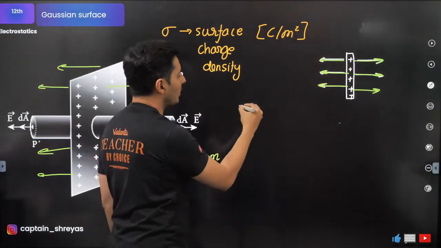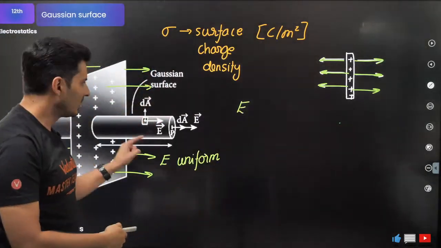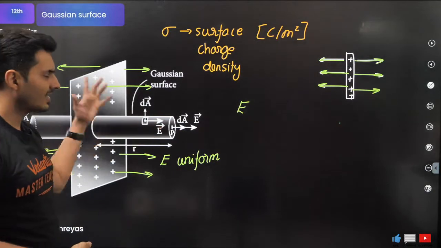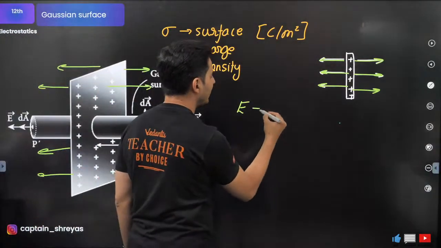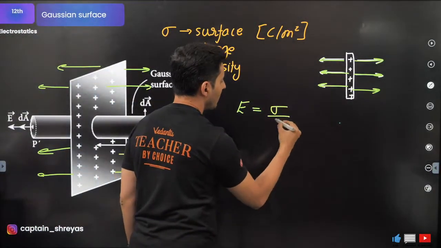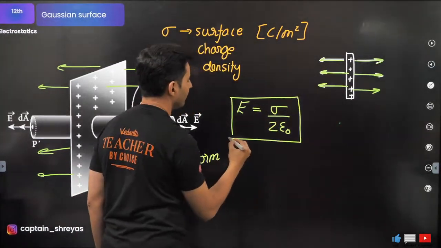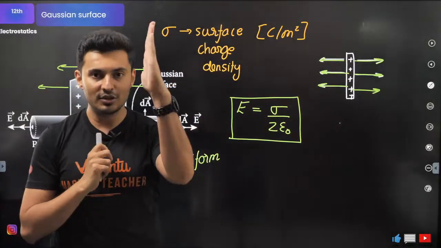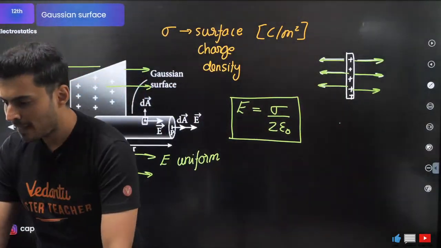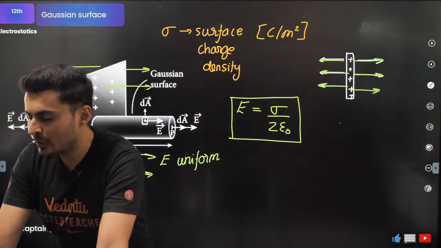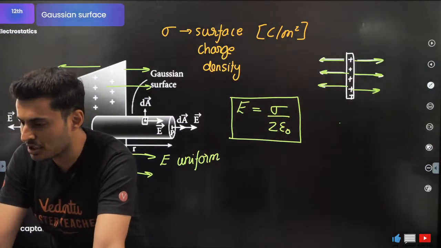And you can again apply Gauss's law. I'll leave it up to you. I have shown the hint for how you will take the Gaussian surface. Try it out on your own. You will get the electric field to be sigma by 2 epsilon naught. This is the value of the electric field because of a sheet which is uniformly charged. Everybody with me on this? Will you be able to do this? Can we go to some questions?